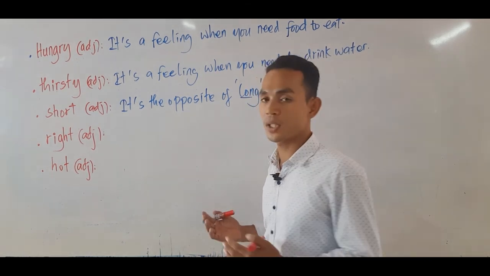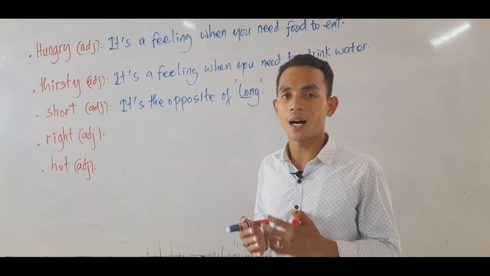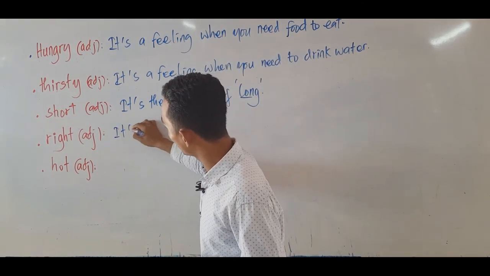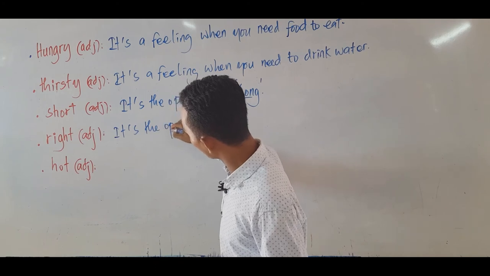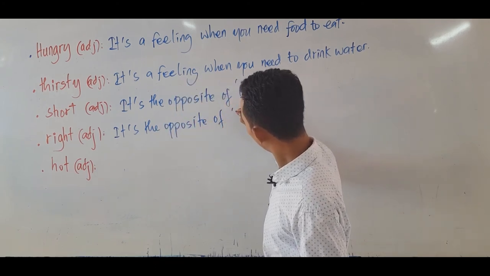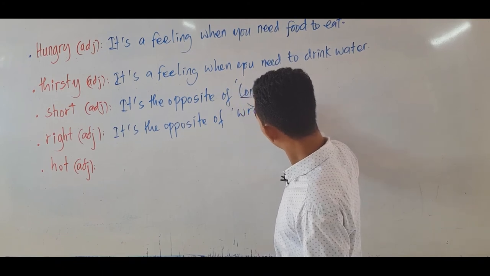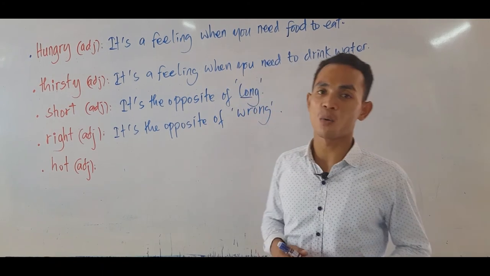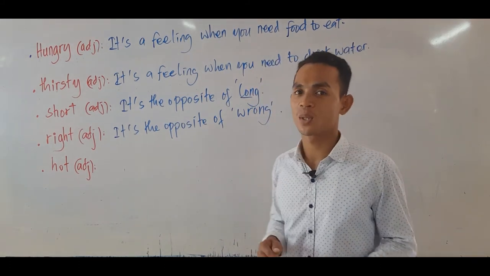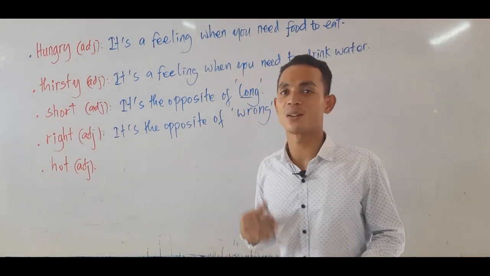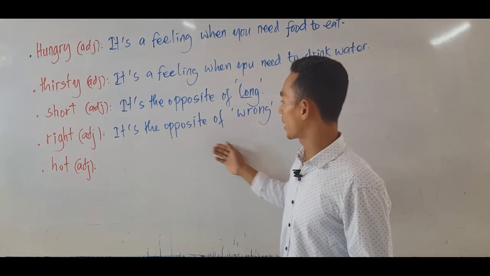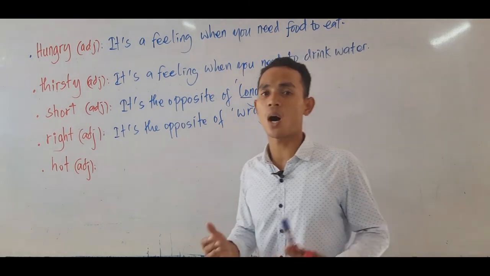It's the opposite of wrong, right? Right means it's the opposite of wrong. Okay, so the opposite of wrong is right. Or right, it's the opposite of wrong. Right or wrong, like someone says right or wrong, okay? So, right is the opposite of wrong. And the last one, the word hot.